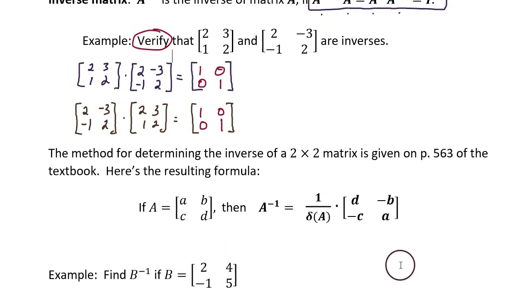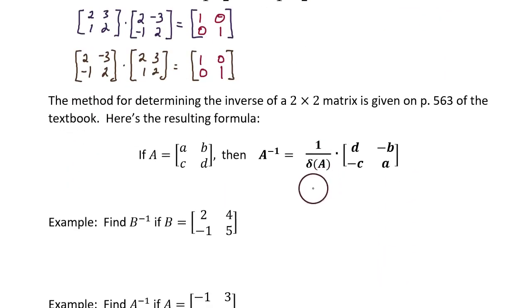Now in the textbook on page 563, it works out the technique for how you discover the inverse matrix. In the example we were just working with, we were already given two matrices and we wondered if they were inverses. What if you're not given a matrix that you think is the inverse? Then you've got to find it yourself, right? So this is the technique that you use to find it.